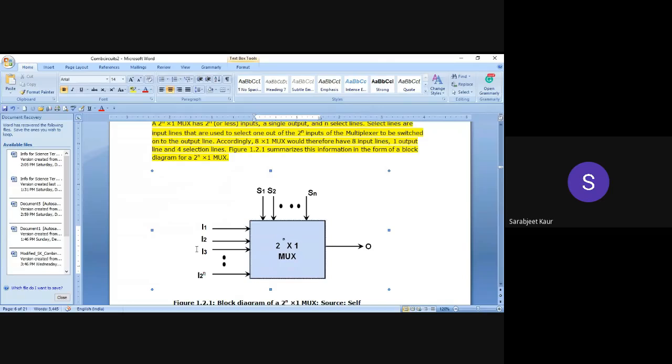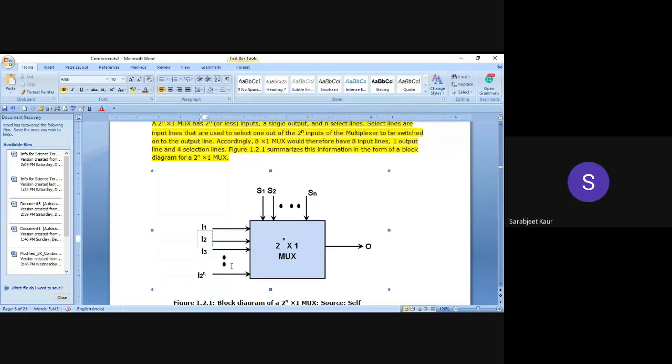It is very simple, please look at this. If there were only two input lines, how many bits would I have required to select one of them? Only one, because I could have called this 0 and this 1, right?